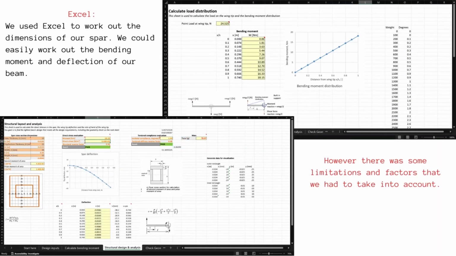Since we already had a general equation for the bending moment and deflection of the beam, we could easily put the formulas into Excel so we would not have to do them by hand every time. This proved to be a useful tool when we wanted to try various designs.